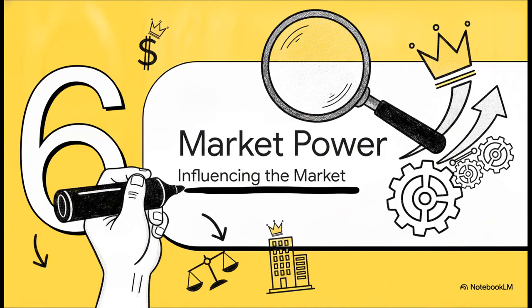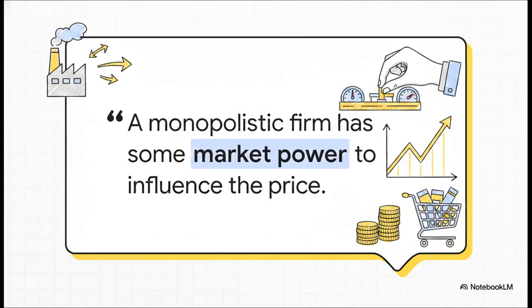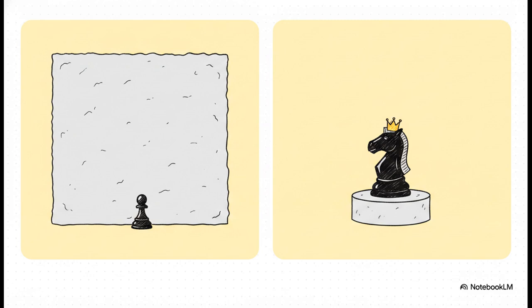And finally, split 6, market power and influencing the market. I love this quote pulled directly from question 9 of the text because it really locks in our final contrast. It says, a firm under perfect competition has no power to influence the market. A monopolistic firm has some market power to influence the price. It's just the ultimate difference between total powerlessness on one side and the ability to actually steer the market on the other.